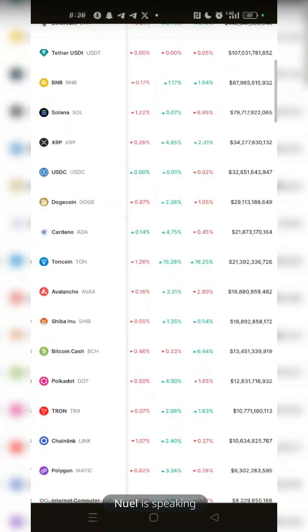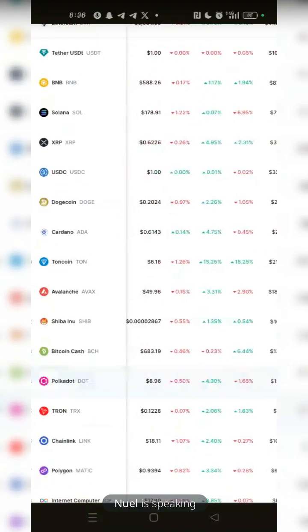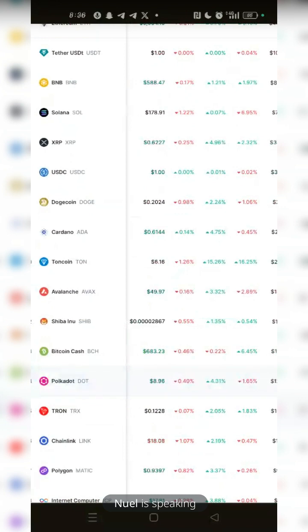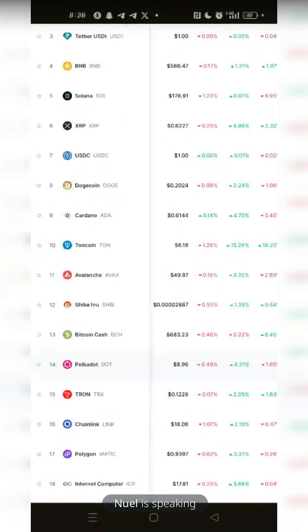Another, okay, now you see Shiba Inu. If you see Shiba Inu, what is the price now? Okay, following here, this is the price.